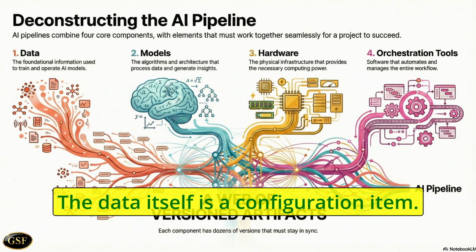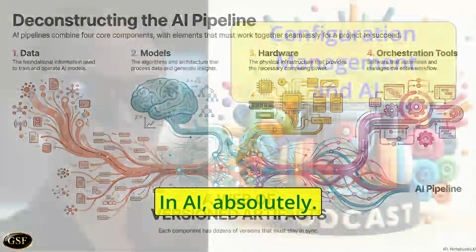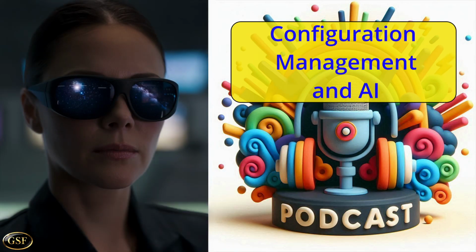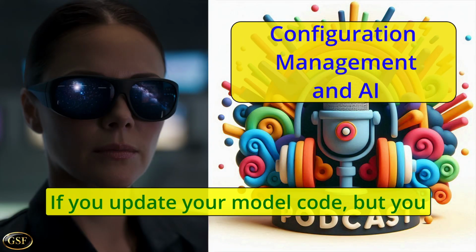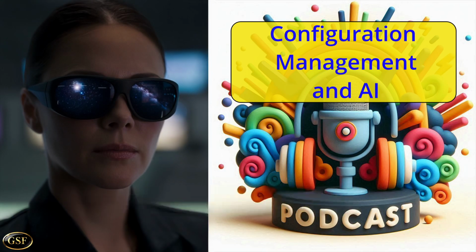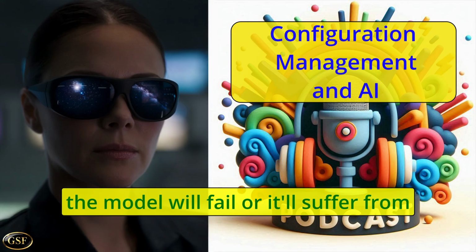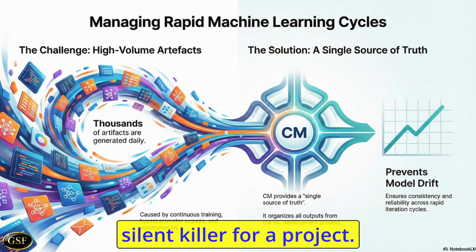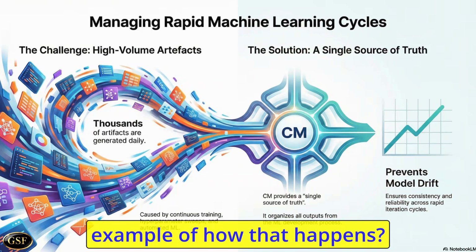The data itself is a configuration item? In AI, absolutely. The training data, the data schema, that is configuration. If you update your model code, but you accidentally use a configuration for a different, older data set, the model will fail or it'll suffer from what we call model decay. Model decay. That sounds like a silent killer for a project. Right. Can you give us a real-world example of how that happens?